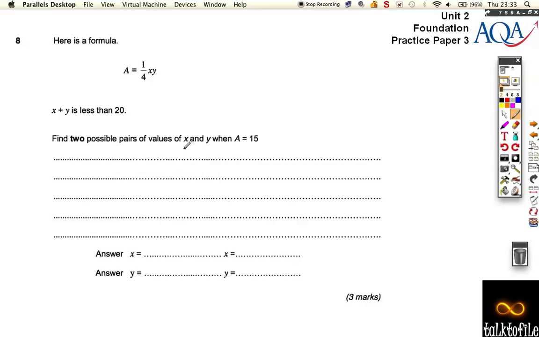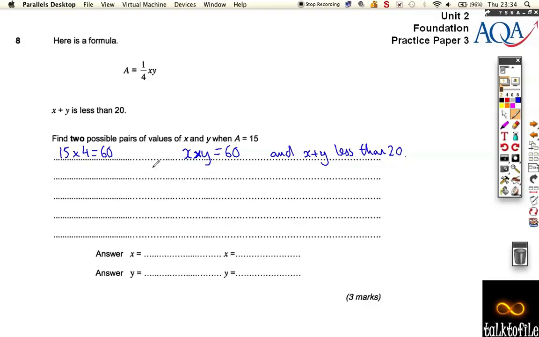Well, if A is 15, then we've got to do 15 times by 4 to get 60. So we know that x times y, it's got to equal 60, because that's what xy means, and x plus y has got to be less than 20. So we need to find all the different numbers that multiply to make 60.